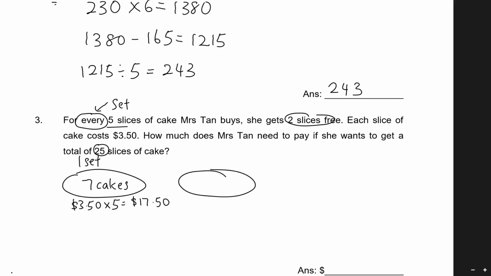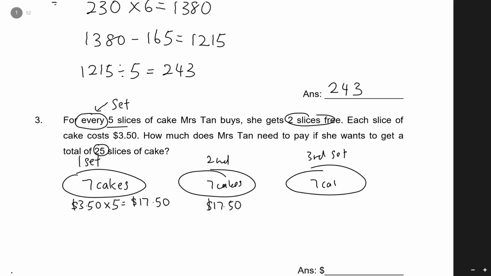Okay. Now you want to get a total of 25. Can you buy a second set? A second set will be another 7 cakes, right? Yes, you can. So you just need to pay another $17.50. Can you buy a third set of 7 cakes? Yes, you can, because 7 plus 7 is 14. 14 plus 7 is 21. Okay. Now, the problem now comes here. Can you buy a 4th set? You can't, because you have 25 cakes to buy only. So there's already 7, 14, 21.